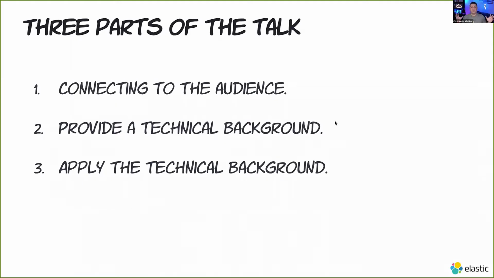Three parts of the talk. Connecting with the audience is, I think, the most crucial thing that you have to do in your abstract, right? The second one is to provide your technical background. So let's say you start connecting with your audience, discussing or elucidating a problem. Then you need to provide some technical background, which is likely the content that you would be willing to share with your talk, something that is going to solve a problem or is useful for the attendees, right?